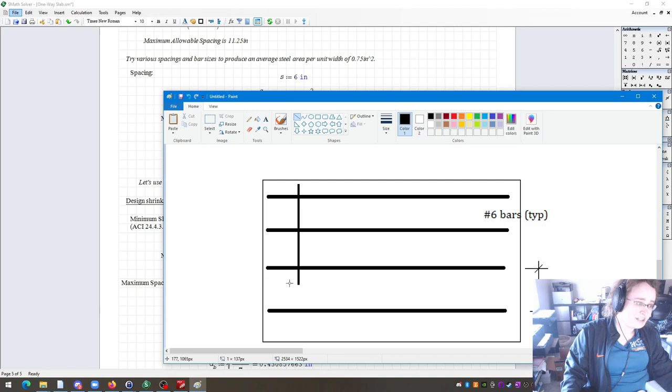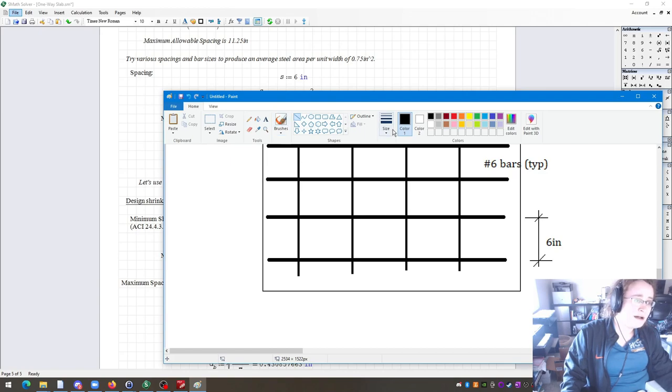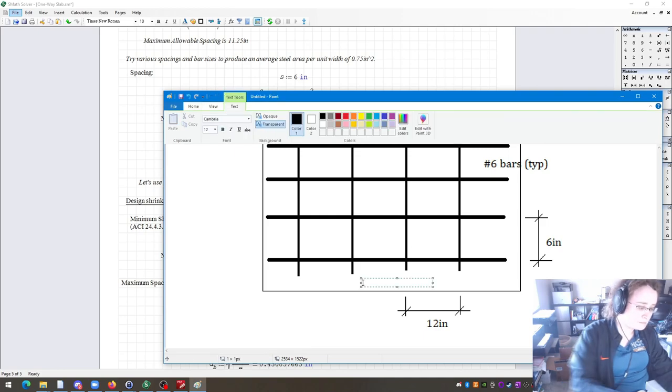And then in the minor direction, again, the minor direction just has steel for shrinkage and temperature effects rather than for major flexural reinforcement. And this dimension would be 12 inches. And we would have number 4 bars. Typo.